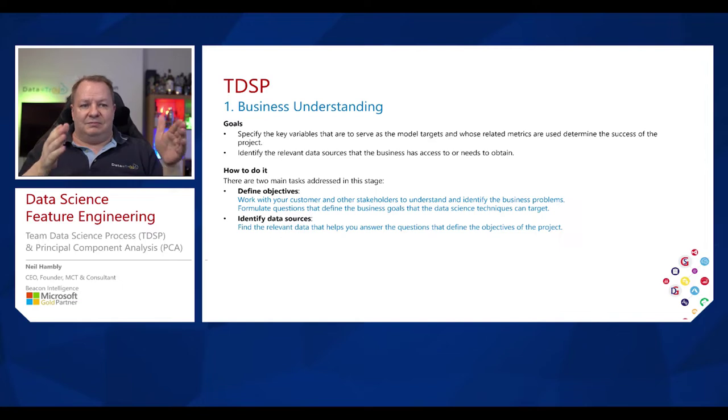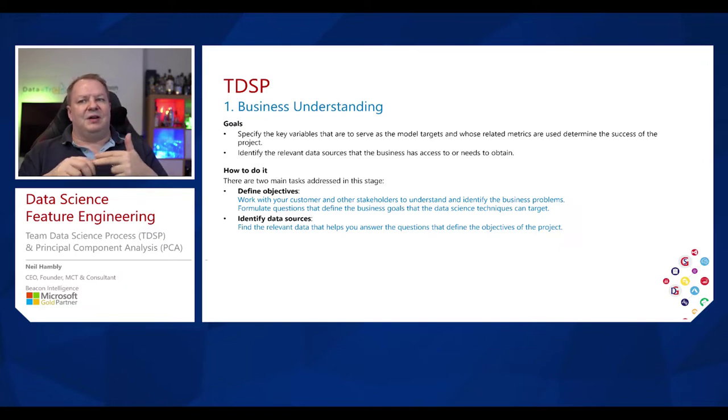So first one, remember right at the top, business understanding. The goals here are to define what the model targets are and what the related metrics are that we need to ensure the success of the project. If we can't write that down, we can't measure it, we don't know if we have a successful project. We will also need to identify the relevant data sources that are going to be needed in order to make sure this is successful. So that's going to be really key for us to understand the key variables, the targets and measurements of that, so which metrics are we going to use and where the data is.